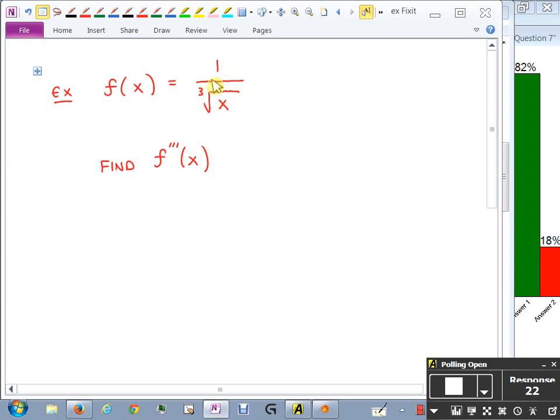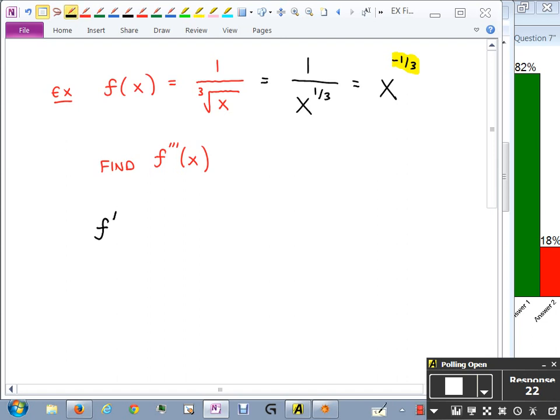Can you help me with that? This is x to what power? Okay, 1 over, if you want to leave it down there first, x to the what? 1/3. That's what the cube root means. But you can't have it on the bottom like that if you're going to use the power rule. So x to the negative 1/3. Bring it up. And now you have your n. Your n here is what? Negative 1/3. Go ahead and apply the power rule.